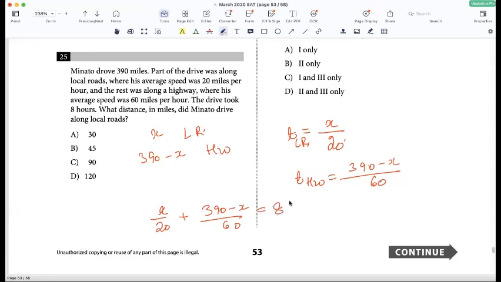So let's multiply the equation by 60. So 3x plus 390 minus x is 480. So 2x is 90. So x is 45, right? So 45 is the distance that he drove along local roads.